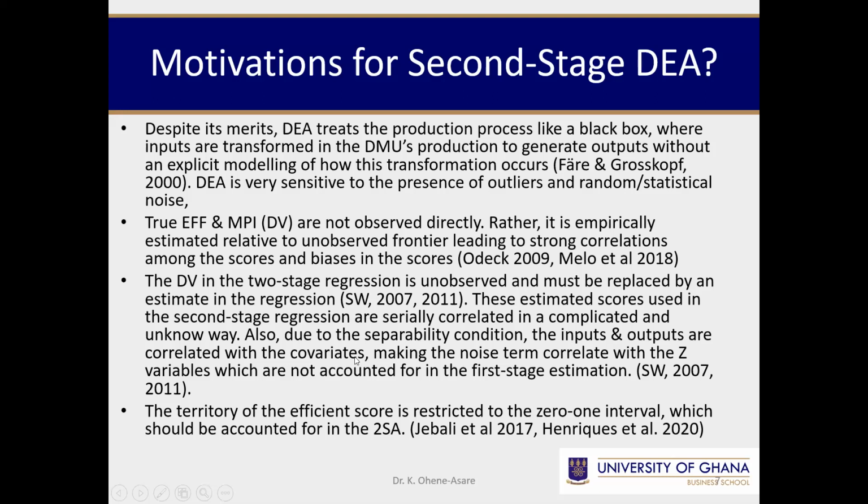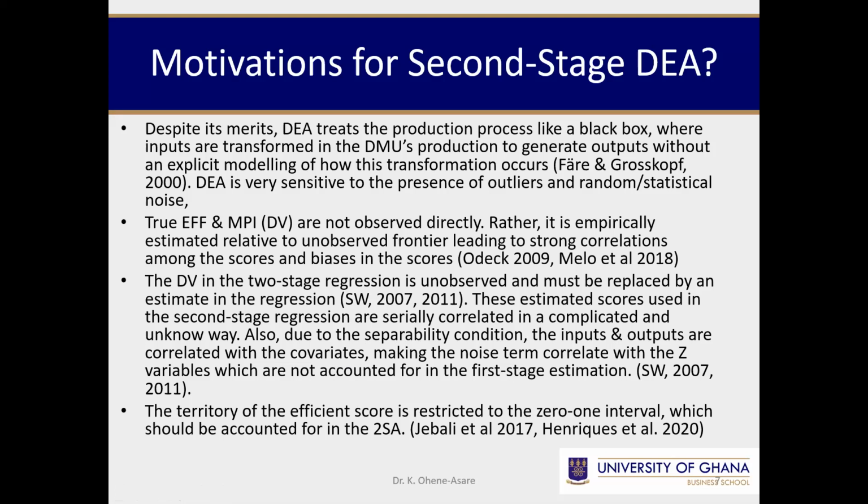Now, right now, looking at the way things are, there's a lot of correlations. That is why Simar and Wilson say there is so much correlation in a very complicated way. So the error term becomes correlated with the covariates, the independent variables, which are not accounted for in the first stage estimations. These are the reasons why we have to do the second stage, and do a proper second stage. Again, a proper second stage.